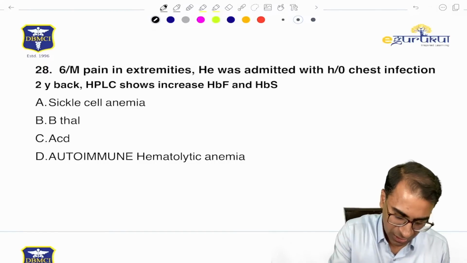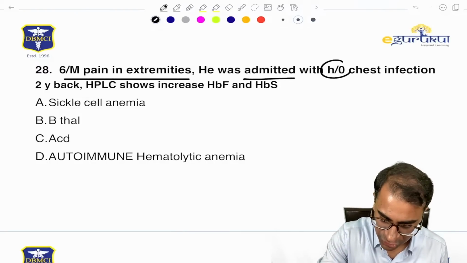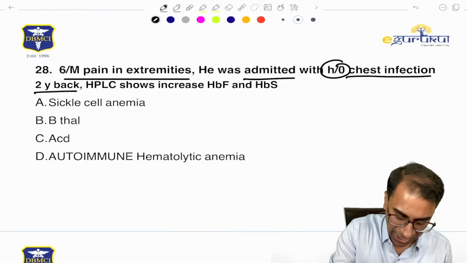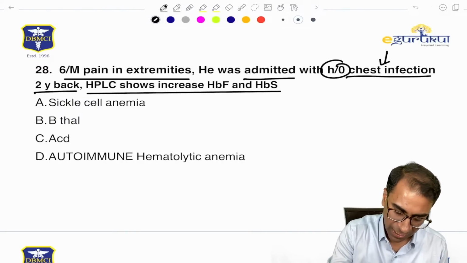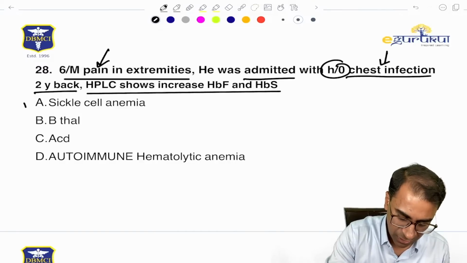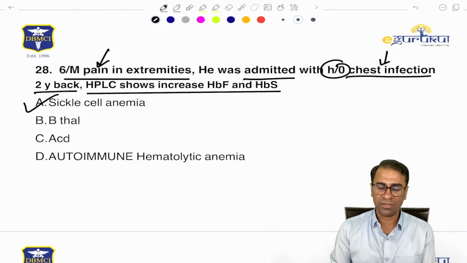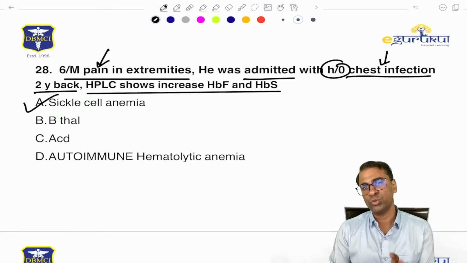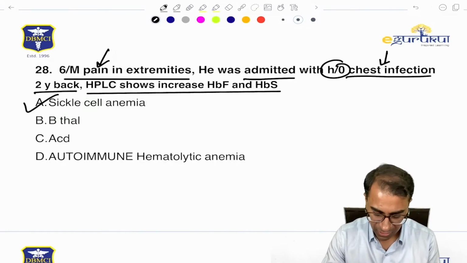Achha, a 6-year-old male patient has pain in extremities, with a history of chest infection 2 years back. Hb electrophoresis shows high HbF and HbS. The moment you see chest infection and pain in extremities, it becomes a case of sickle cell anemia. What they can ask you is the most common infection that occurs here. In bone, it occurs due to Salmonella typhi. That's a very important infection that occurs in sickle cell anemia.